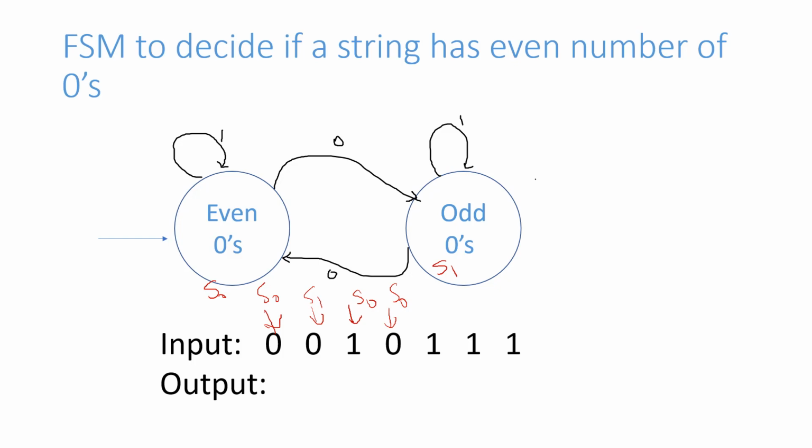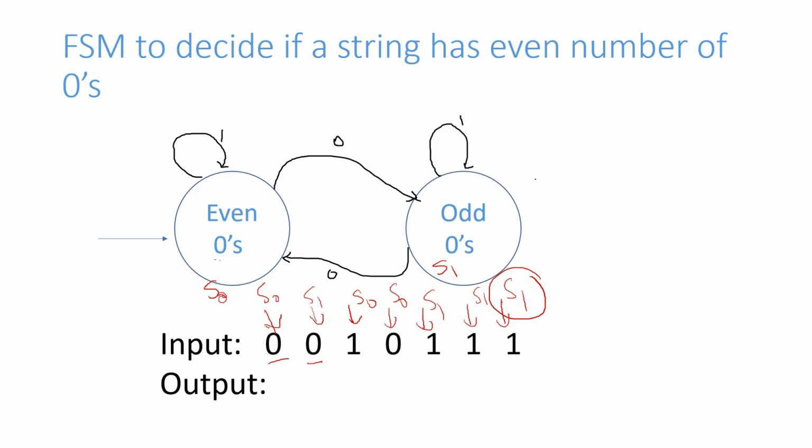If you're in S0 and you see a 0, you're going to go to S1. S1 and 1 will keep you in S1. And that's it. We run out of things. Now, what you see here is that we ended up in the state S1 at the end of the input stream. But what we say is that this machine represents a machine where, if you end up in S0 after processing all of the string, that means you have an even number of zeros. If you end up in S1, you have an odd number of zeros.